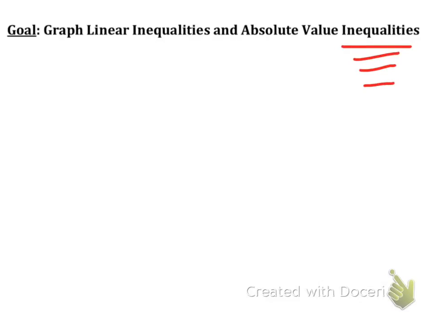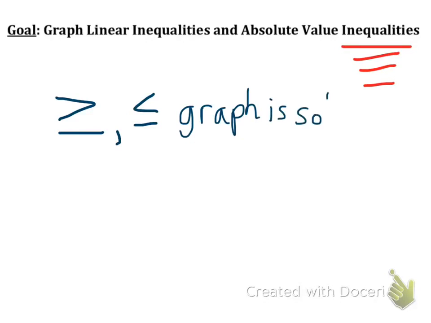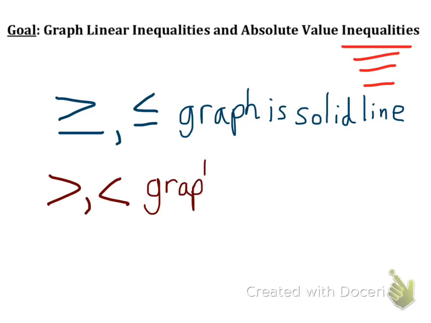Today we are going to be talking about graphing linear inequalities and absolute value inequalities. And if we remember what the inequality signs look like, for example, if we have a greater than or equal to or a less than or equal to, our graph is going to have a solid line. On the other hand, if we have a greater than or just a less than sign, our graph is going to be a dashed line.